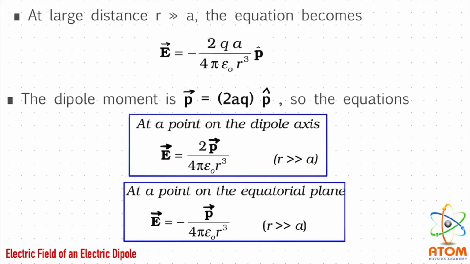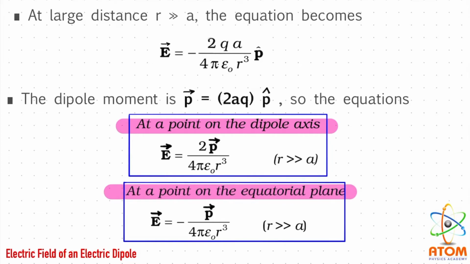For both of these equations, that is the equation of electric field on the axis of the dipole and the equation of electric field on the equatorial plane, we can see one thing: both have vector P. But in the first equation we have 2 vector P. That means the electric field on the axis is double the electric field on the equatorial plane for the same distance r. I repeat, if the distance r is the same, then magnitude-wise the electric field on the axis will be double the electric field on the equatorial plane.